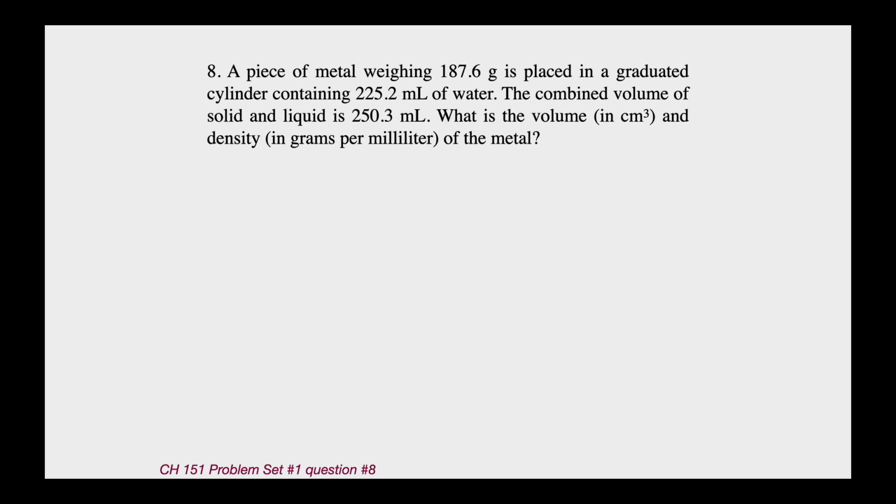Got a piece of metal, 187.6 grams, and it's placed in a graduated cylinder, which is a way to figure out volumes of liquids. The cylinder has 225.2 milliliters, and after adding the metal, it goes up to 250.3 milliliters. We want to know what the volume is in centimeters cubed, and then finally the density of the metal.